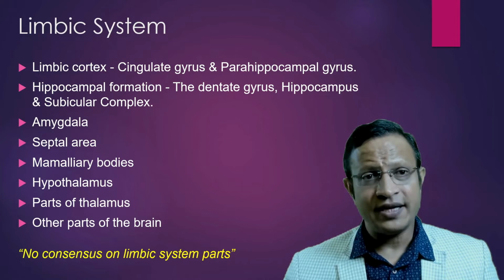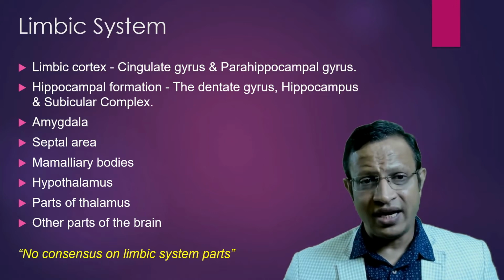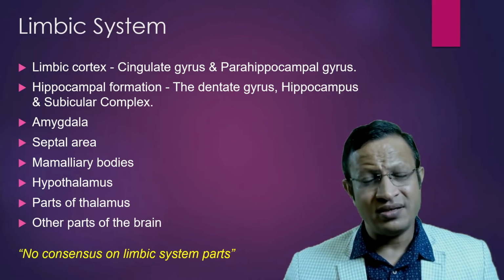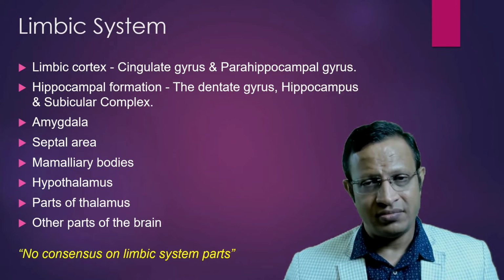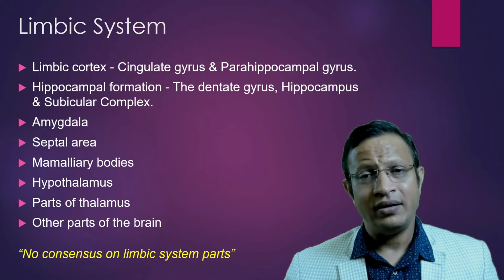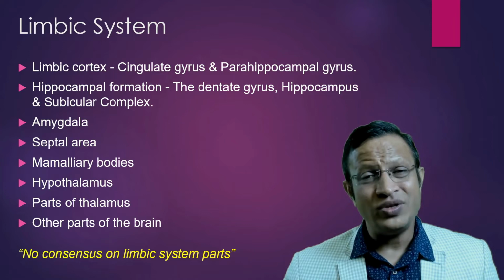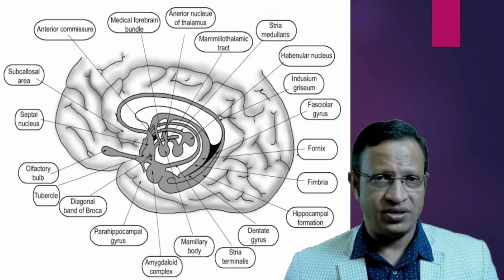Amygdala, septal area, mammillary body, hypothalamus, parts of the thalamus, and other parts of the brain. However, there is no consensus on which parts belong to the limbic system, because emotion is a very complex phenomenon and actually the whole brain is involved. But here we are looking at the major parts of the brain which play a role in emotions.